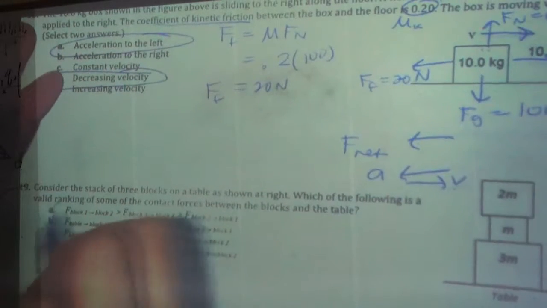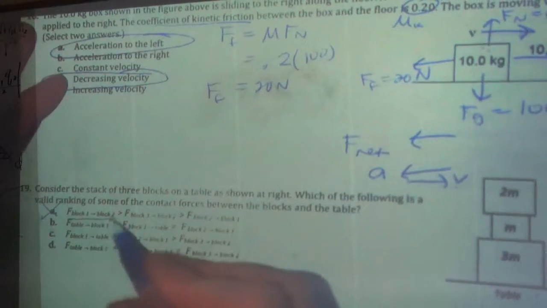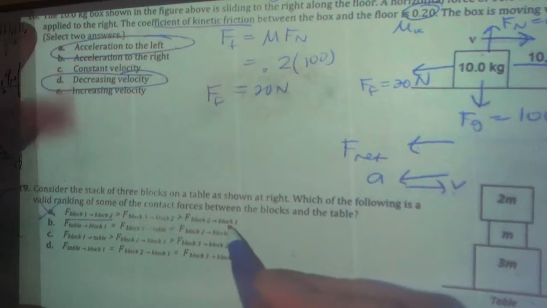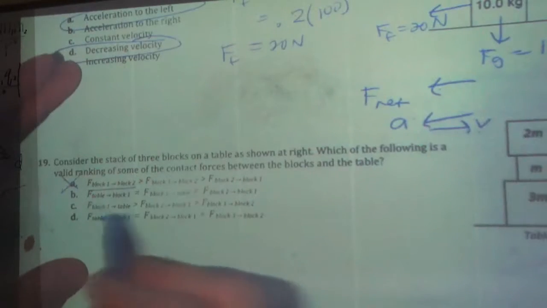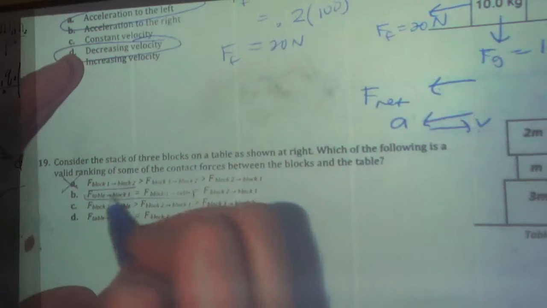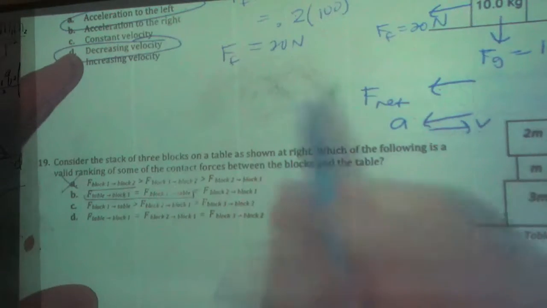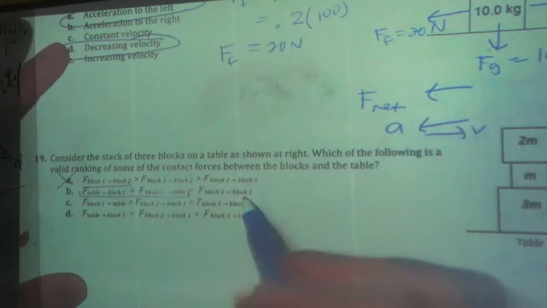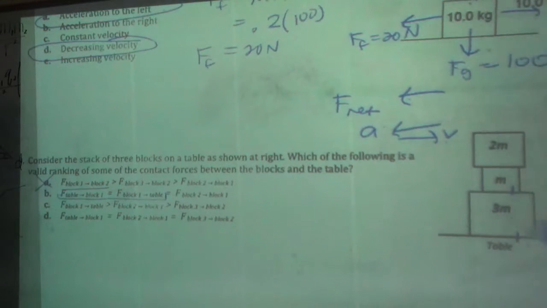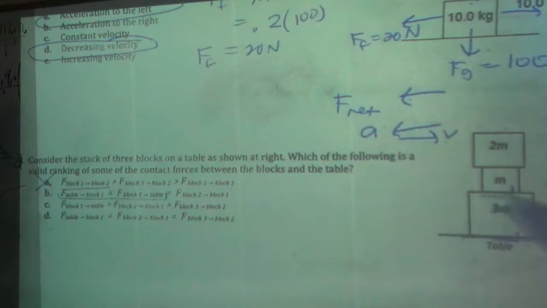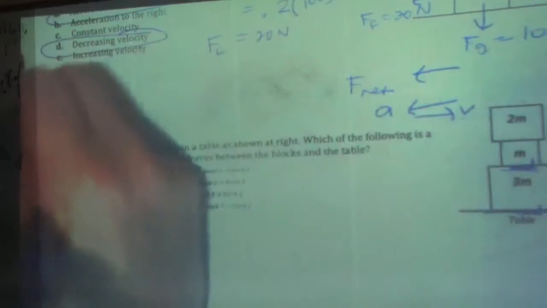So here, I can cross off A immediately, because block 1 on block 2 is equal to block 2 on block 1. This one is definitely not greater than this one. They have to be equal to each other. Here, I totally agree with this part: the table on block 1 and block 1 on the table for sure are equal. What I disagree with is that the force between block 2 and 1 is equal to the force between these two. That's definitely not true, because if these are at rest, then this one right here is holding up, so the table is pushing up the weight of all of these, whereas block 1 pushing up on block 2 is only pushing up the weight of these two boxes right here. So I disagree with B.